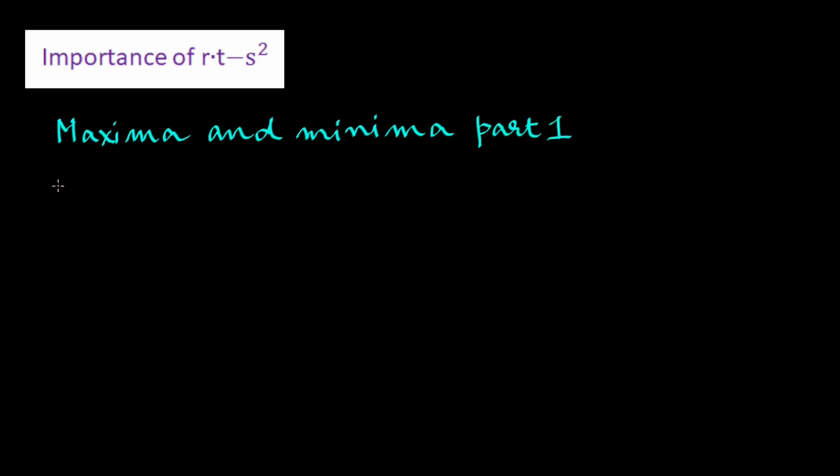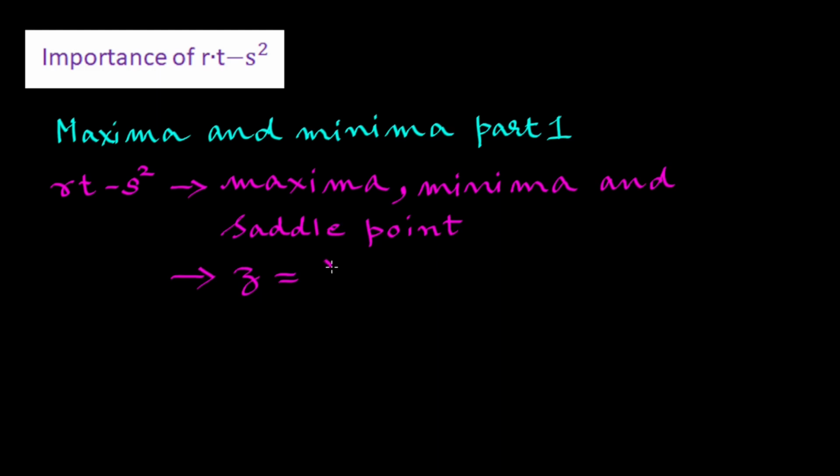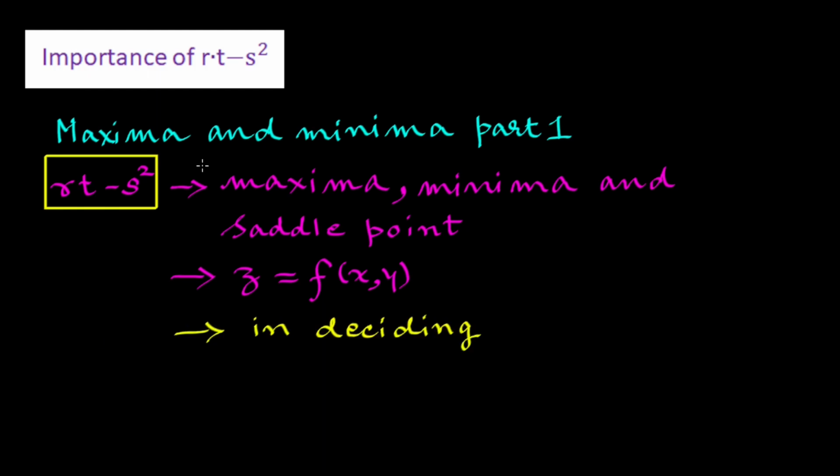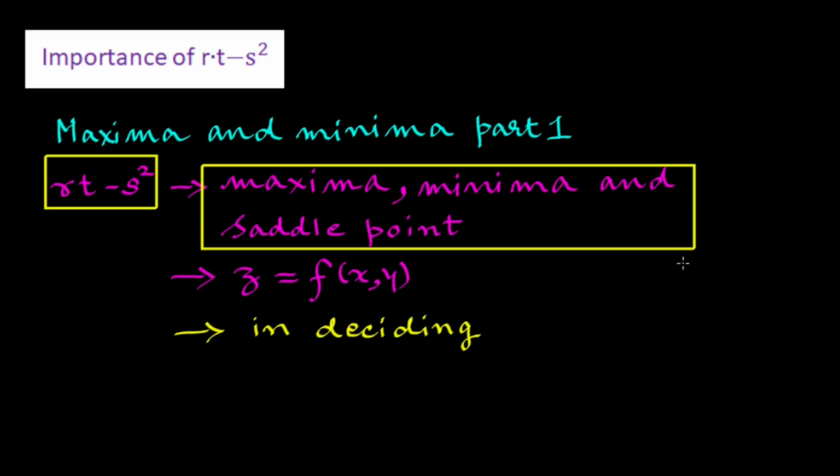In this video, we are going to discuss the importance of rt minus s square. In my last video, Maxima and Minima part 1, we discussed the use of rt minus s square in deciding maxima, minima and saddle point of a function of two independent variables. But we haven't studied how this quantity rt minus s square came into being and what is its importance in deciding maxima, minima and saddle point of a given function. This is exactly what we are going to see in this video.